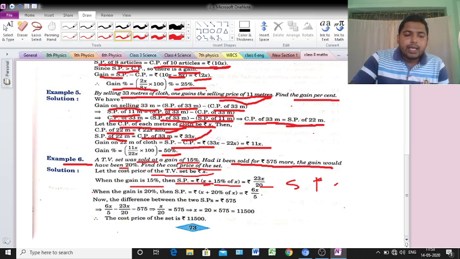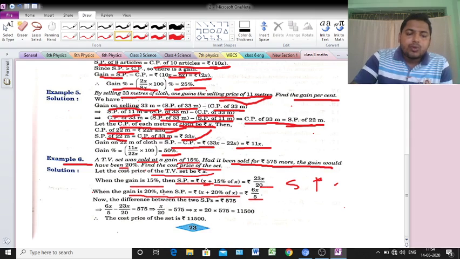When the gain is 20%, the SP will similarly come to rupees x plus 20% of x. Doing the calculation, we will get rupees 6x by 5. So at 15% gain, SP is 23x by 20, and when the gain is 20%, SP is rupees 6x by 5. Up to this, clear?